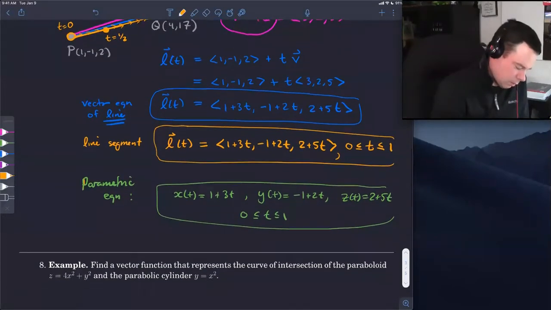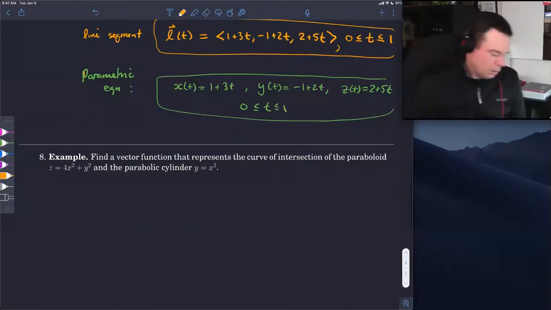All right. Let's do the last example in this section. This says find a vector valued function, or find a vector function that represents the curve of intersection of the paraboloid and the parabolic cylinder.